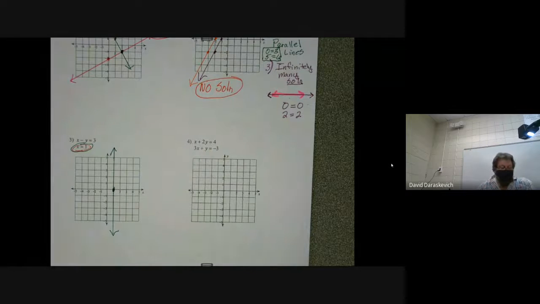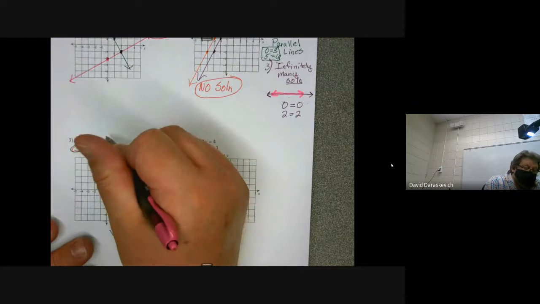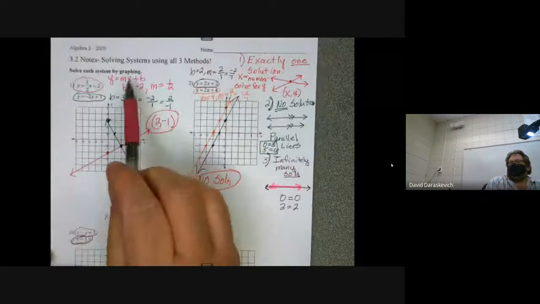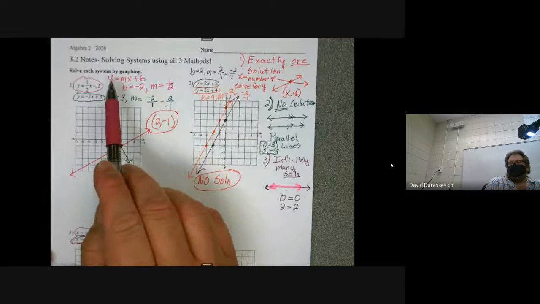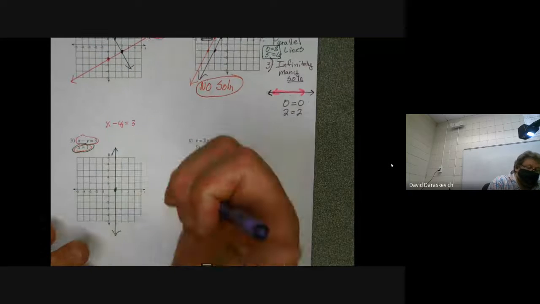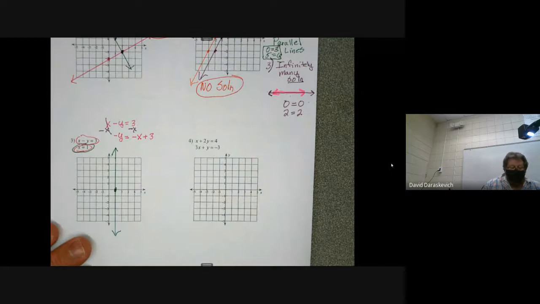Now this equation, I'm going to have to solve for y, put it in y equals mx plus b. So I have x minus y equal 3. I have to get y by itself. See how these are y equals mx plus b? Y is by itself. So I need to subtract x from both sides. I get negative y equals negative x plus 3. Don't combine those.